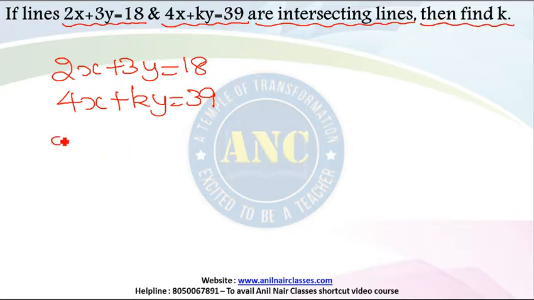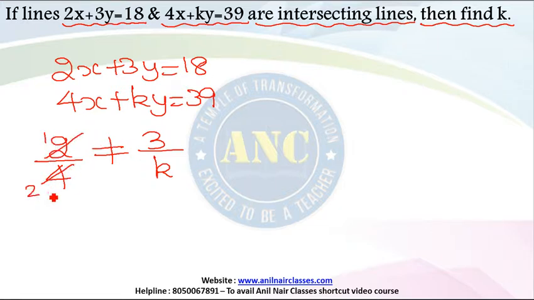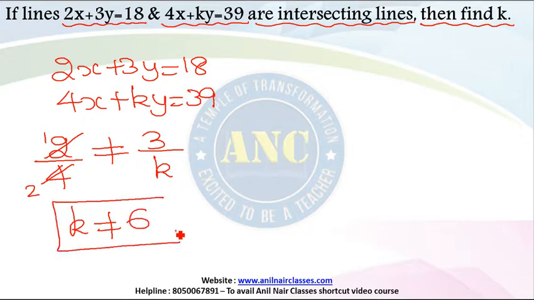That means A1 by A2 is 2 by 4, which is not equal to B1 by B2, which is 3 by k. 2 by 4 is nothing but 1 by 2. So the k value is not equal to 6. The answer for this question is that k can be any other value, but definitely it is not equal to 6. That is the meaning of this particular question. That means in your answer options, the option k not equal to 6 will definitely be given. You should check it and mark that particular answer option.